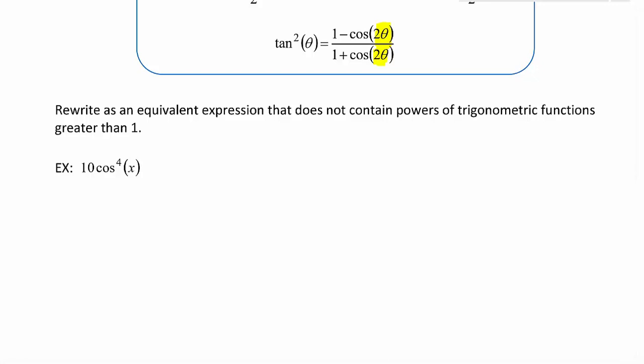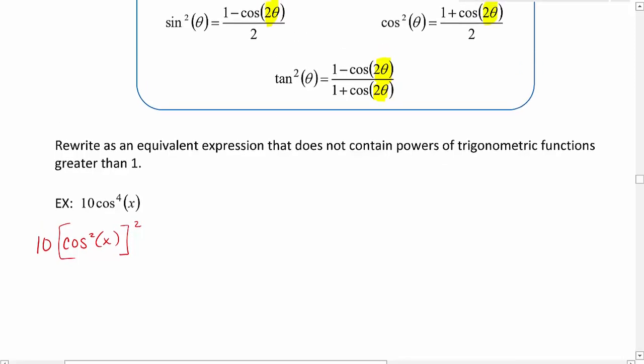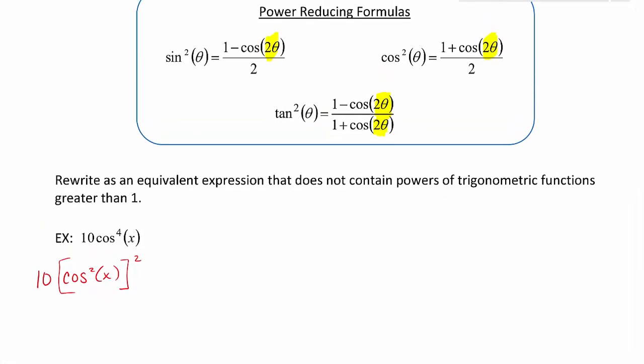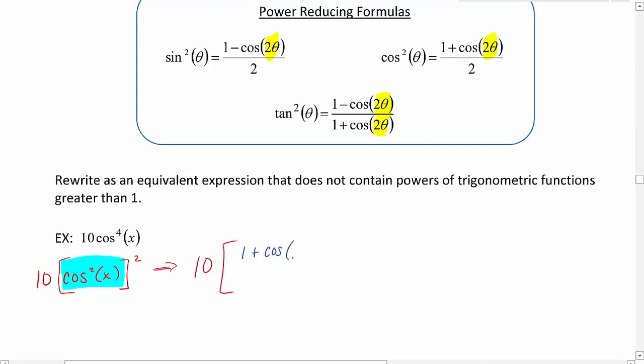This is the same as 10 times cosine squared, squared. And now we'll use the power reducing formula for this inside portion. Everything on the outside is going to stay the same. So this will be 10 times 1 plus cosine of 2x over 2. And now all that squared.